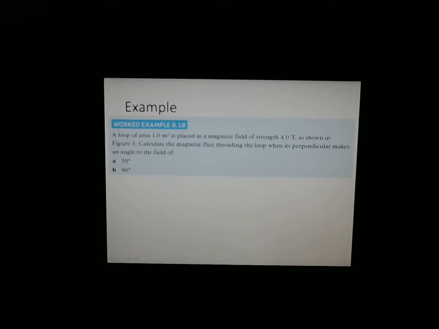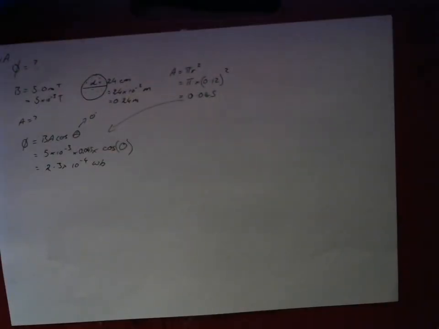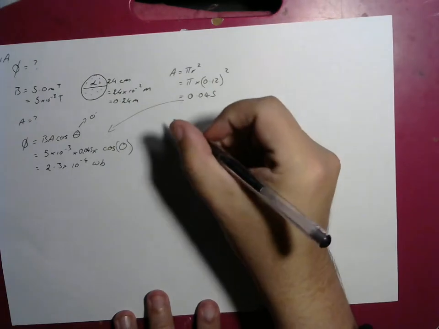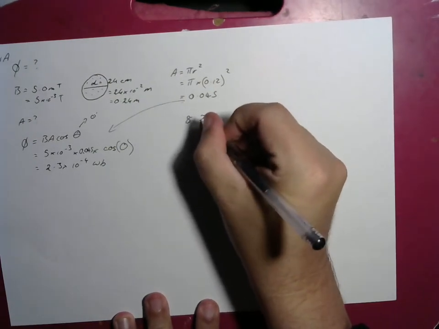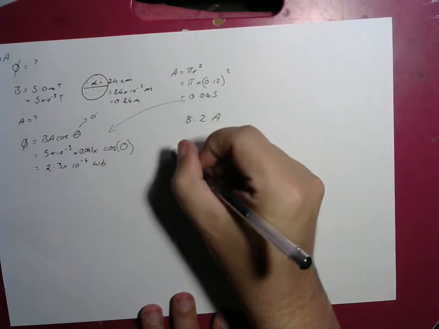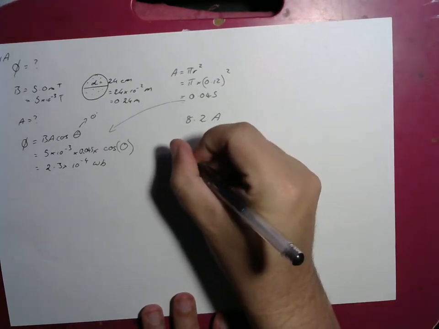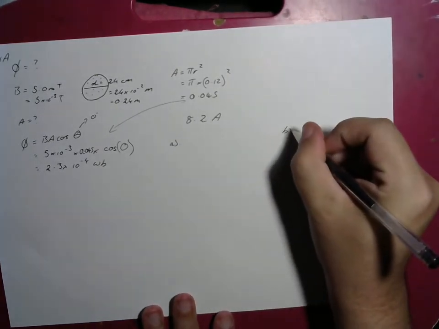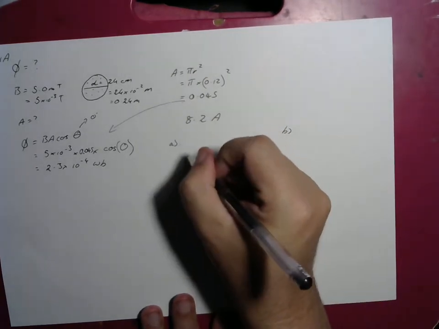So the diagram is up above it. I don't believe I've included the picture. No, I haven't. It's just above on page 212 in your textbook, if you would like to take a look at that. So, 8.2a. Again, we're trying to find out flux. But we'll get two parts to this. So let's do this, A and B.